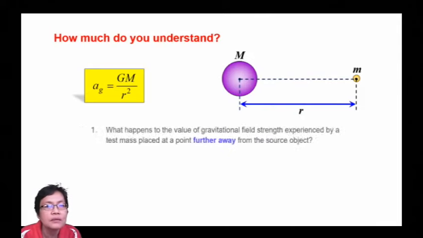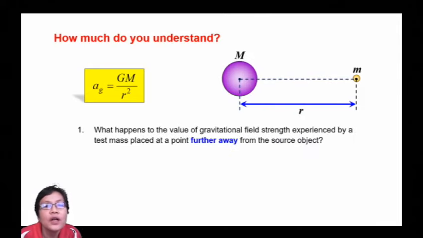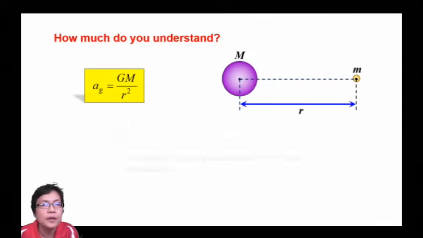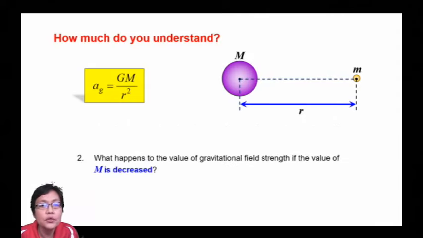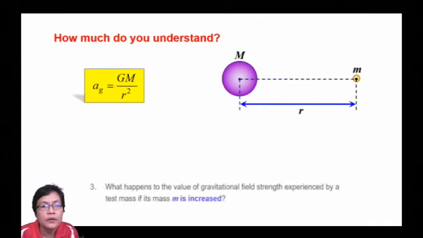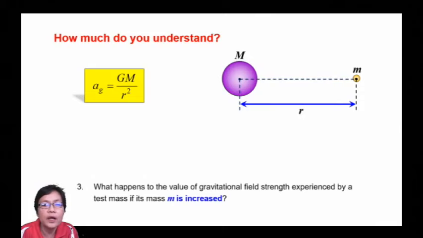First question is, what happens to the value of gravitational field strength experienced by a test mass placed at a point further away from the source object? Second, what happens to the value of gravitational field strength if the value of M is decreased? Third, what happens to the value of gravitational field strength experienced by a test mass if its mass m is increased?